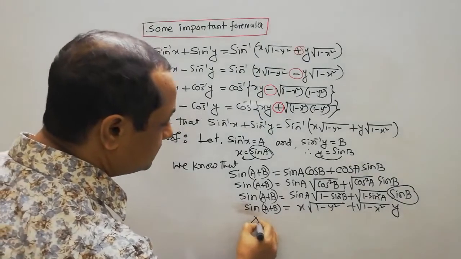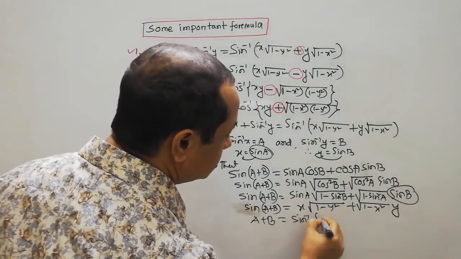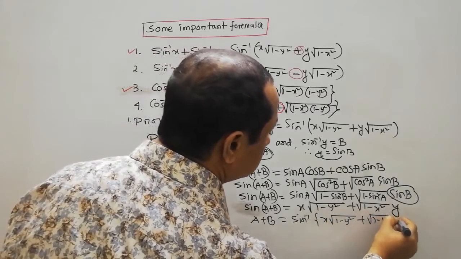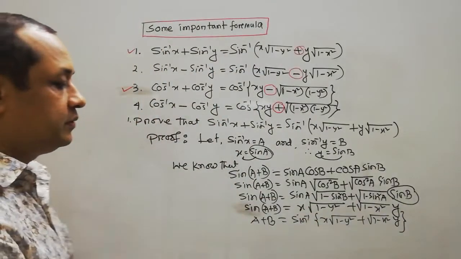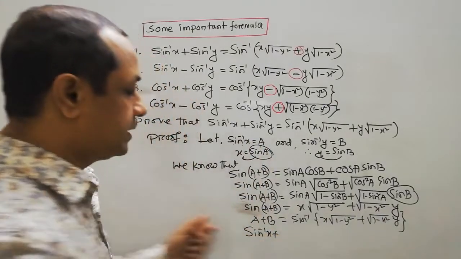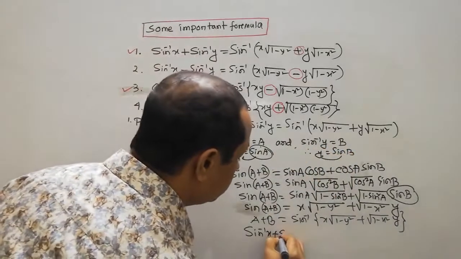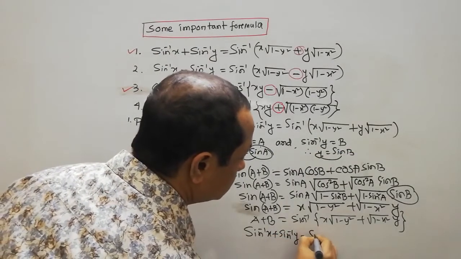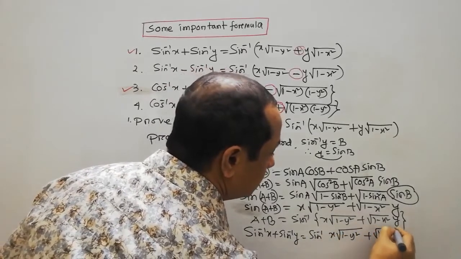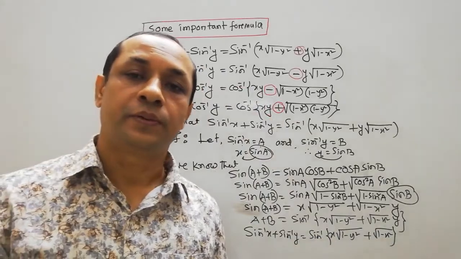Now a plus b equals sin inverse of x root over 1 minus y square plus y root over 1 minus x square. Now putting the value of a equals sin inverse x and b equals sin inverse y, we get sin inverse x plus sin inverse y equals sin inverse of x root over 1 minus y square plus y root over 1 minus x square. Hence proved. I hope, student, you are clear.